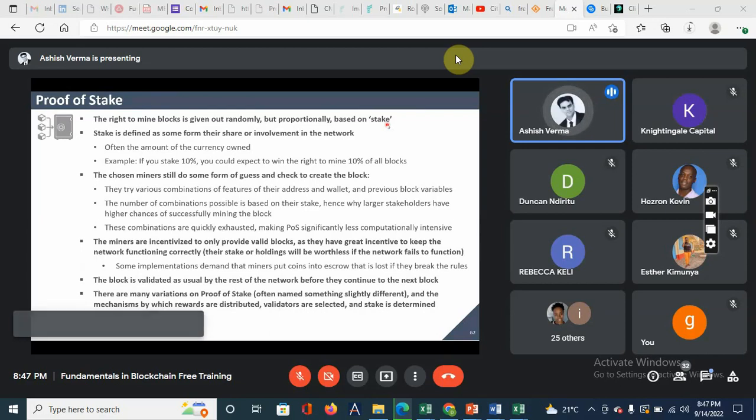So in proof of stake, only the people who have the power to stake their Ethereum or other coins into the system will be able to mine. But in the case of proof of work, the person who has a machine will be able to mine. It doesn't matter whether he holds the coin or he doesn't hold the coin. Stake is defined as some form of their share or involvement in the network. So in the case of Ethereum, it can be ETH or Ether.